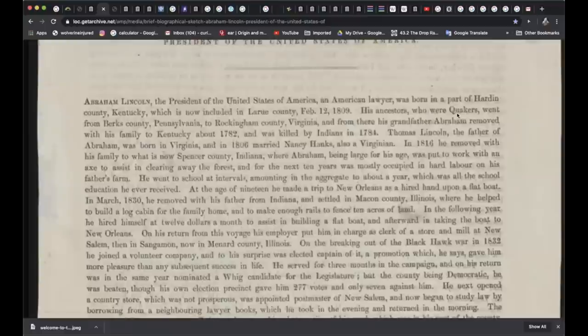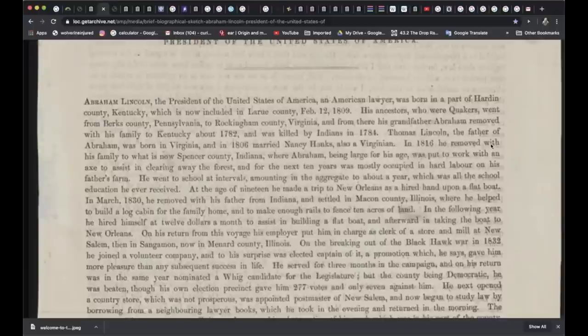His ancestors, who were Quakers, all right? So remember, he said he was dark complexion, and that he was a slave and an indentured servant. So his ancestors were Quakers from Berks County, Pennsylvania, who went to Rockingham County, Virginia. From there, his grandfather, Abraham, removed with his family to Kentucky about 1782 and was killed by Indians in 1784. So his grandfather was killed by Indians. Thomas Lincoln, that's his dad, who indentured him, right? The father of Abraham was born in Virginia and in 1806 married Nancy Hanks, also a Virginian. So that was his mom, Nancy Hanks, as they say.